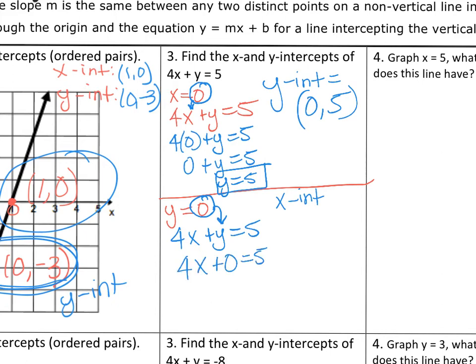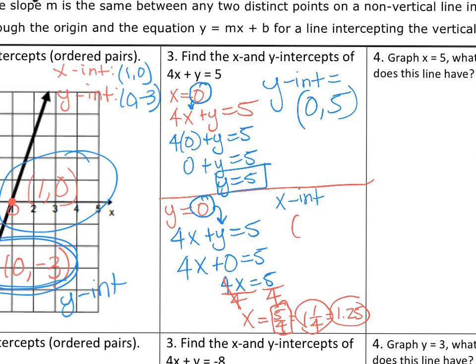4x plus 0 is just 4x equals 5. I want to isolate the variable, get x by itself, so I'm going to divide both sides by 4. 4 goes into 4 one time, so I'm left with x is equal to 5 over 4. You could easily write that as 1 and 1/4 or 1.25. I'll accept 5 over 4, but remember that you have to know this as well. So my x-intercept is 5 over 4, comma, 0.